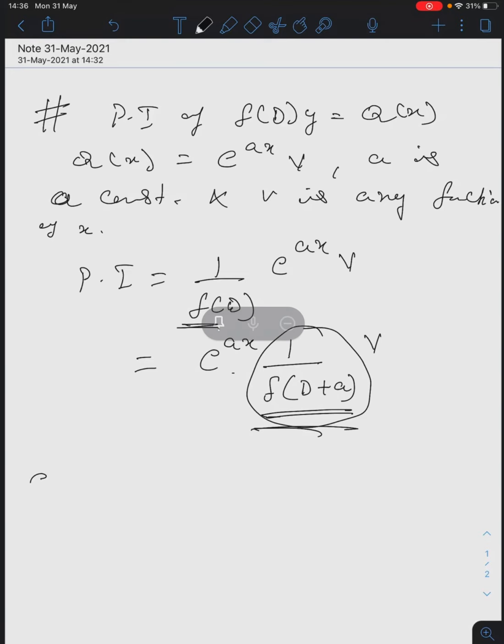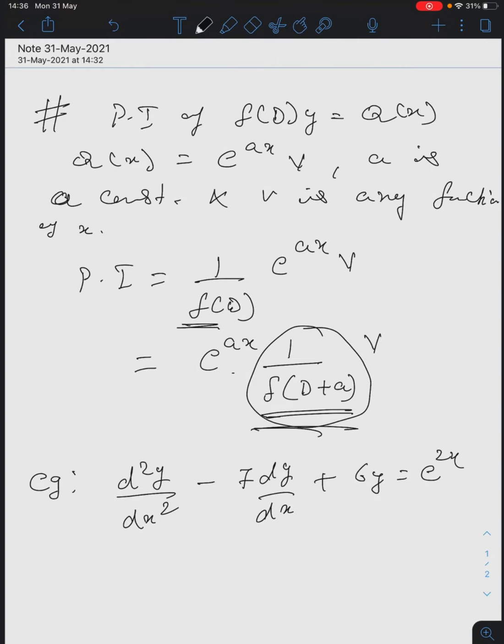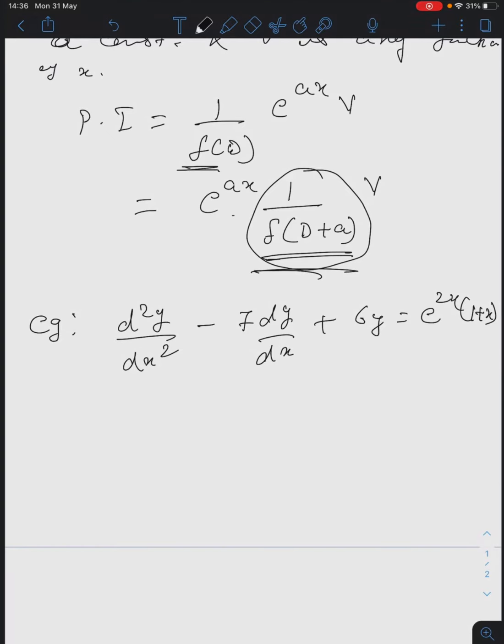Suppose, for example, I take d square y by dx square minus 7 dy by dx plus 6y is equal to e to the power 2x into 1 plus x. So this is the function given. Now this is a linear differential equation with constant coefficients, but you don't have a homogeneous term, you have a non-homogeneous term. There is no zero on the right hand side.